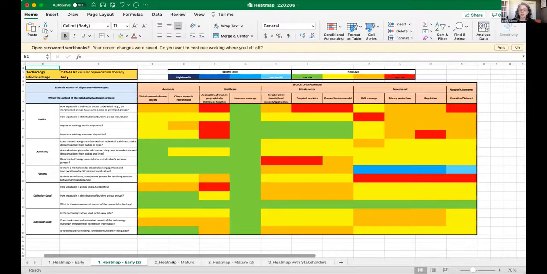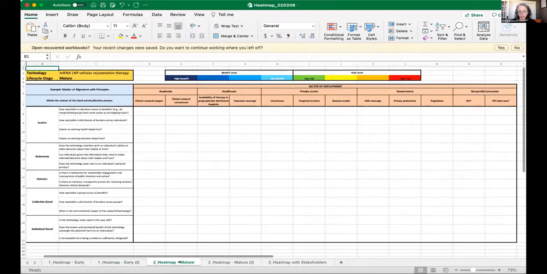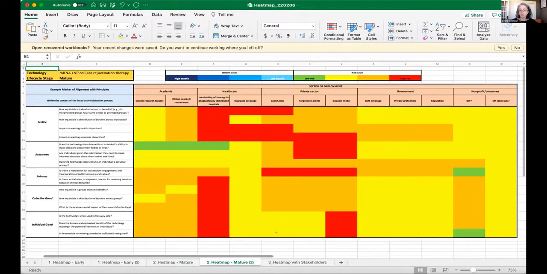And again, just an example of this filled out, this same technology later in development, maybe the pattern changes quite a bit. Insurance coverage does begin to be an issue. The availability of trial sites becomes much more concerning at that stage of the technology. The business model that's being deployed for this technology appears to be raising some concerns here as well.